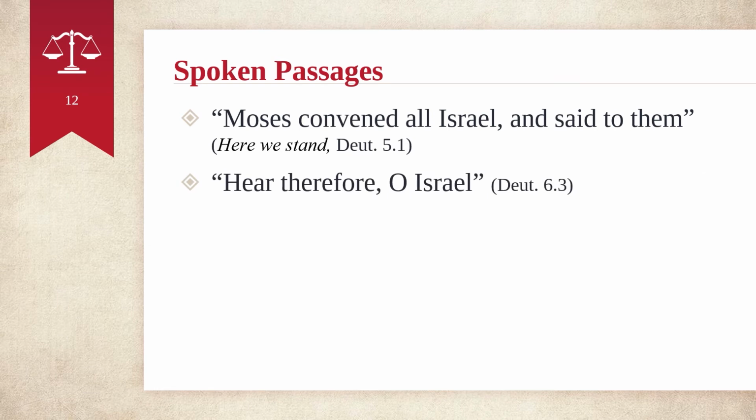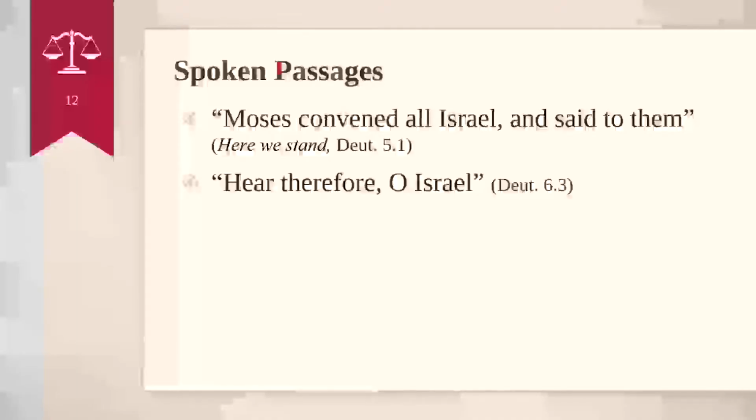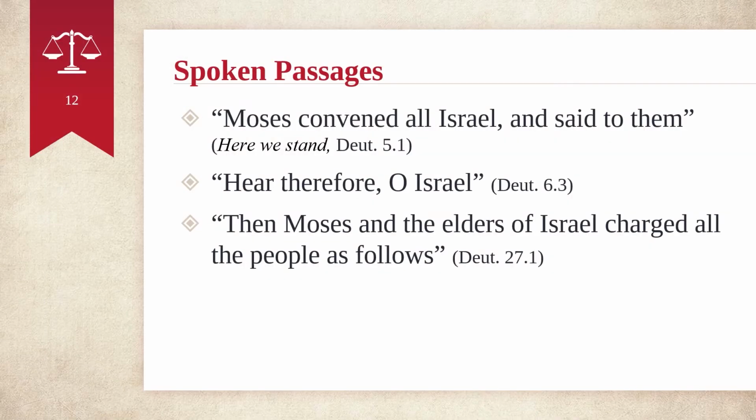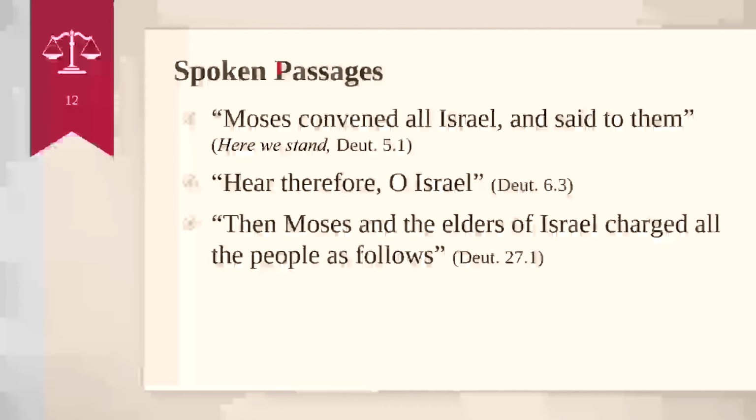Chapter 6 says, "Hear therefore, O Israel." Calling on the audience to hear, to listen, indicates a speaker. It pulls on an oral tradition because they aren't told to read or to look, but to hear. Chapter 27 says, "Then Moses and the elders of Israel charged all the people as follows." Moses is again speaking, demanding, commanding. It seems that these passages are reflecting an oral tradition through the use of speech.